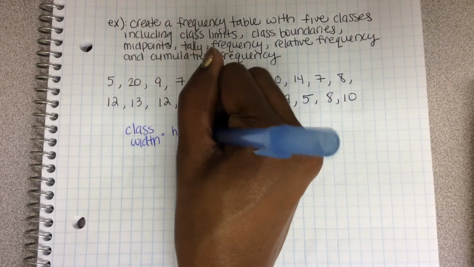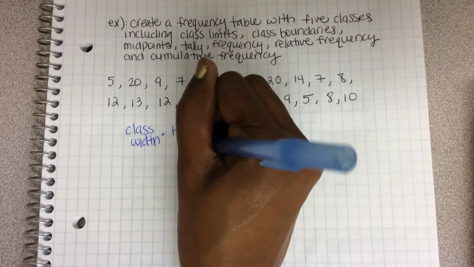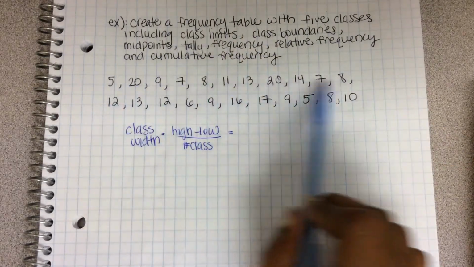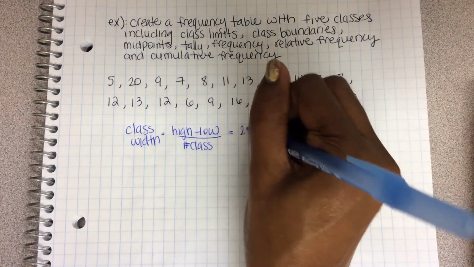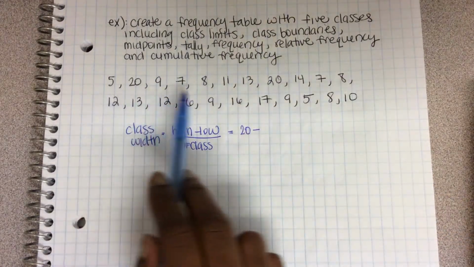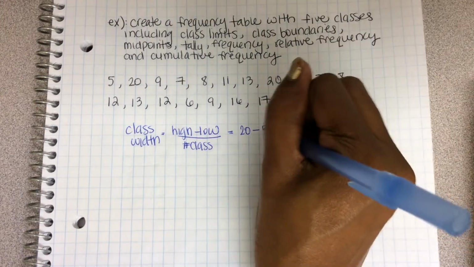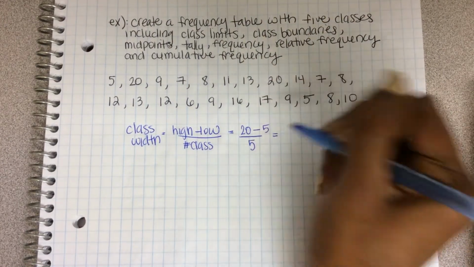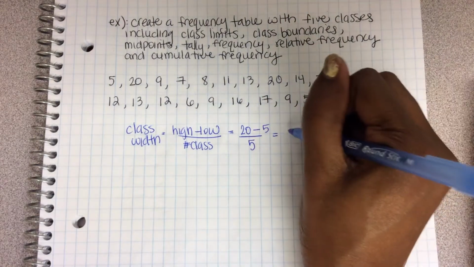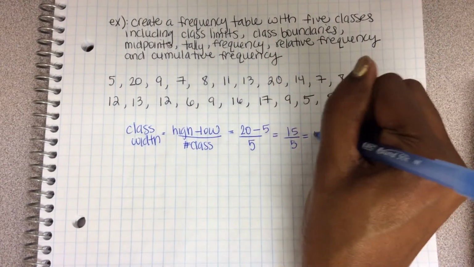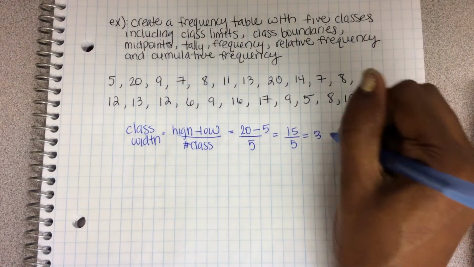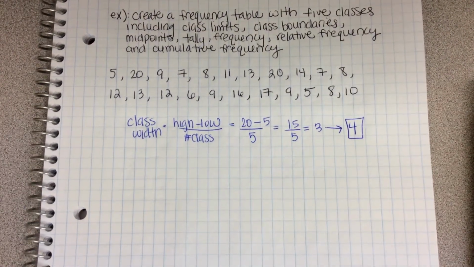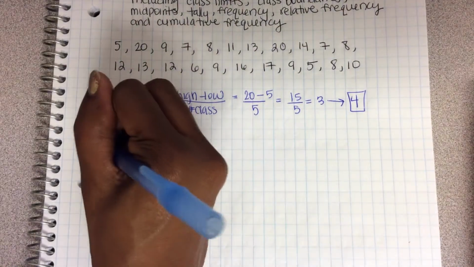That's going to be my highest minus my lowest divided by the number of classes. So the highest value that I see here is 20, and the lowest value that I see is 5. And I wanted 5 classes, so I'll divide by 5. So that's 20 minus 5, which is 15, divided by 5, which is 3. But remember, we always round up to the next whole number. So now what I'm going to do is start my table.